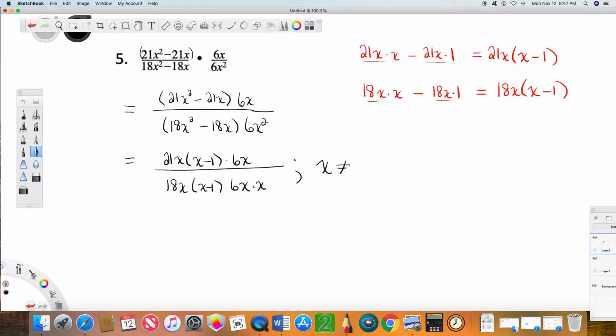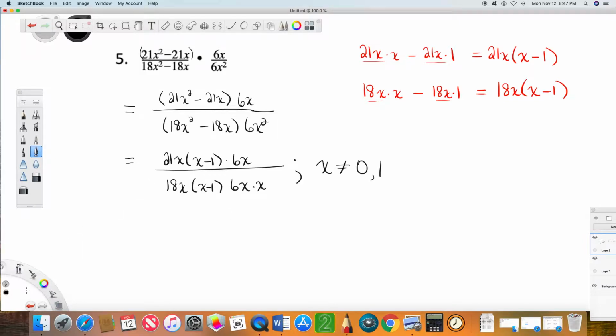Now, up here it was easy to see that 0 was a restriction. If x is equal to 0, 0 times anything is 0. But it was a little bit harder to look at this binomial and recognize that x can't be 1, because 1 minus 1 gives me 0, and 0 times anything is 0.